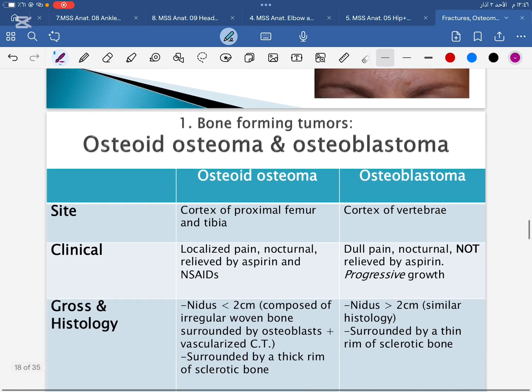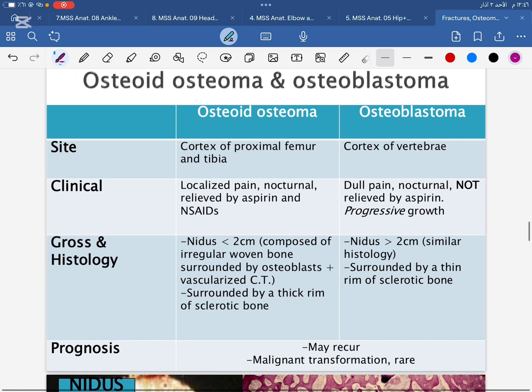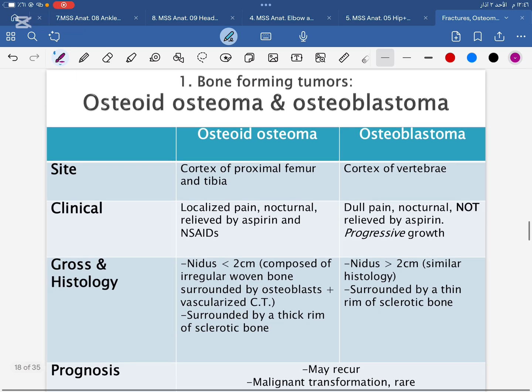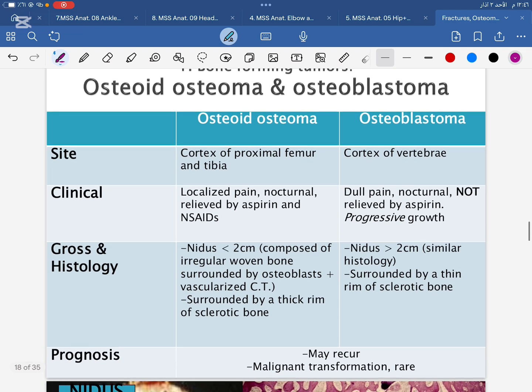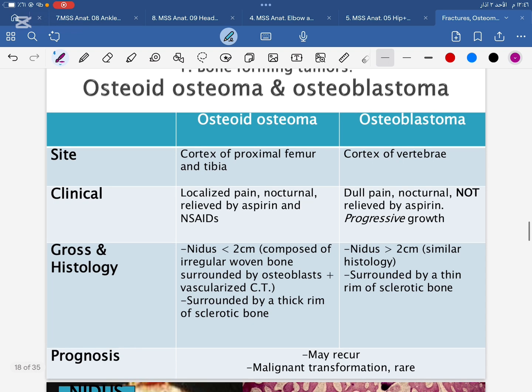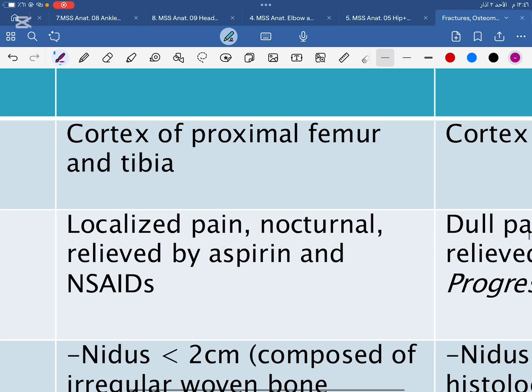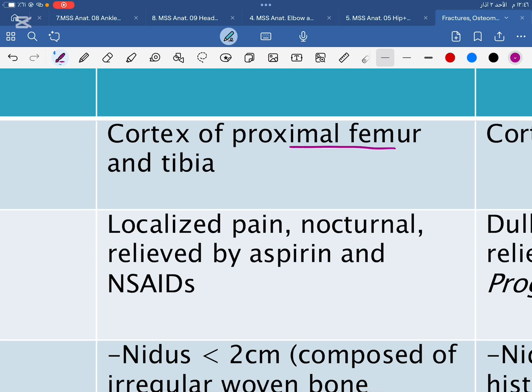The other two lesions we will differentiate because they are related and resemble each other under the microscope. They are similar: osteoid osteoma and osteoblastoma. Based on the site, osteoid osteoma affects the cortex of the proximal femur and tibia around the knee joint. Osteoblastoma affects the vertebral bodies, the cortex of the vertebra.